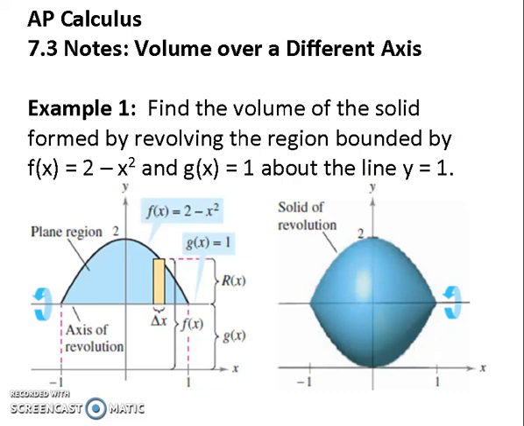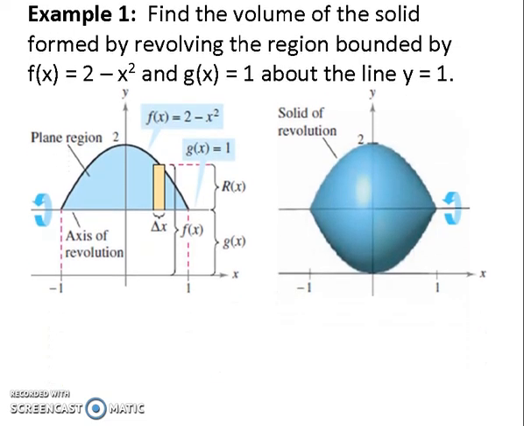Now this is very, very similar to the discs and washer method that we've been using with the x-axis and the y-axis. The only thing that's changing is that the axis is shifting vertically or horizontally depending on which axis it's parallel to, x or y. So here, for example, we want to find the volume of the solid that's formed by revolving the region bounded by f of x equals 2 minus x squared and g of x equals 1 about the line y equals 1.